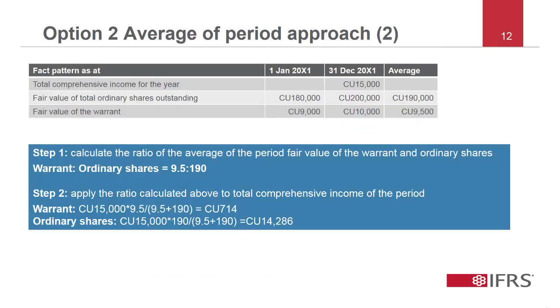So, assuming fair values of ordinary shares and the warrants as they are shown on the table above, let's go through the steps. Step 1. Calculate the ratio of the average of the period fair value of the warrant and ordinary shares. Taking the average values from the table above, the average fair value of the warrant is 9,500 currency unit, and divide that by the sum of the average fair value of the warrant and that of ordinary shares. The resulting ratio is 9.5 to 190.